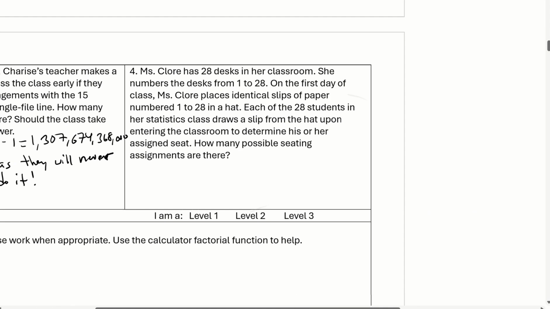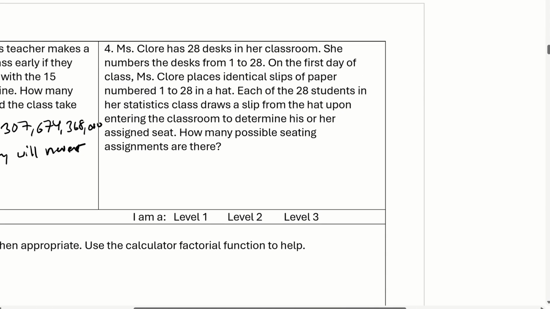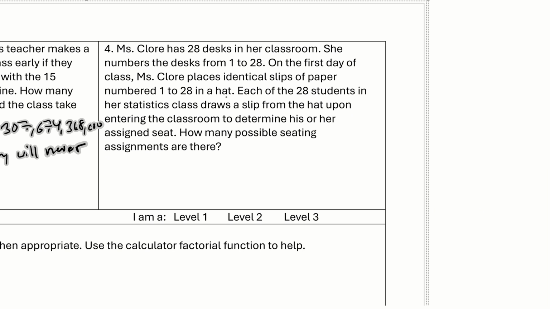All right, so number 4, Miss Clore has 28 desks in her classroom. She numbers the desks from 1 to 28. On the first day of class, she places identical slips of paper numbered 1 to 28 in a hat. Each of the 28 students in her statistics class draws a slip from the hat upon entering the classroom to determine his or her assigned seat. How many possible seating assignments are there?